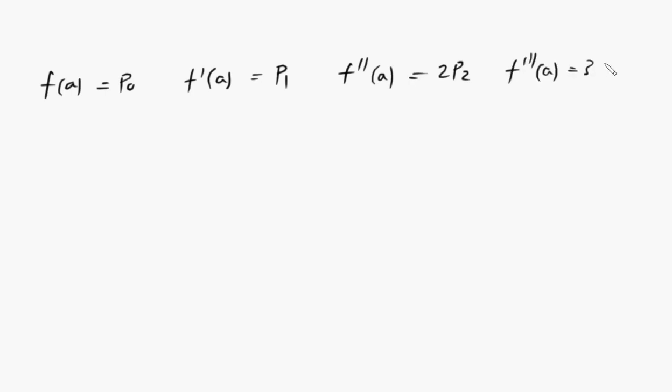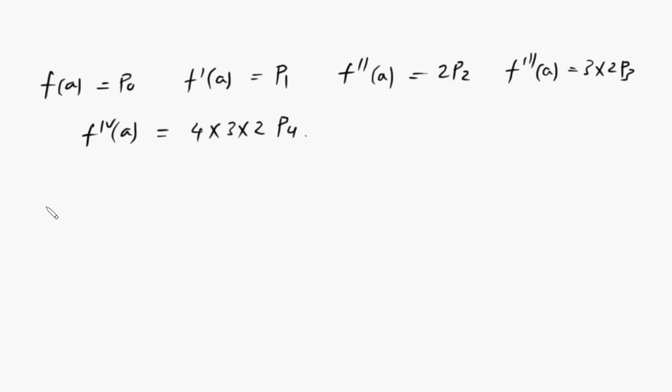Nimezipata fa. Okay, nimepata fa ni p0, nikapata f dash a ni p1, nikapata second derivative sasa ni 2p2, alafu nikapata third derivative sasa ni 3 times 2p3, and of course nimepata fourth derivative sasa ni 4 times 3 times 2p4. Okay, so now look at this now. So p0 is equal to fa, p1 is equal to f dash a.